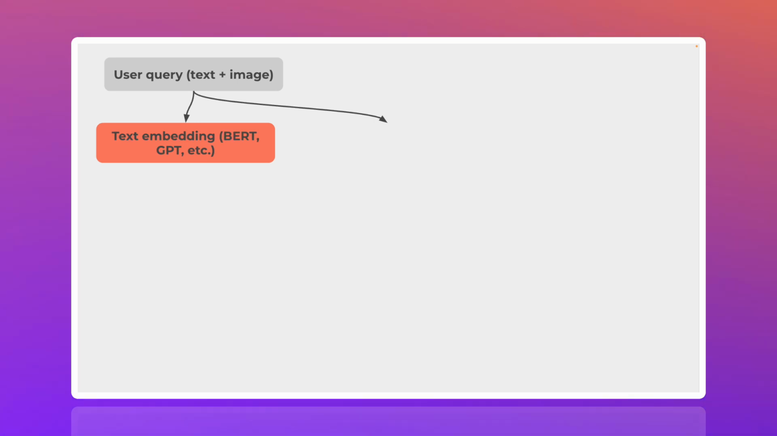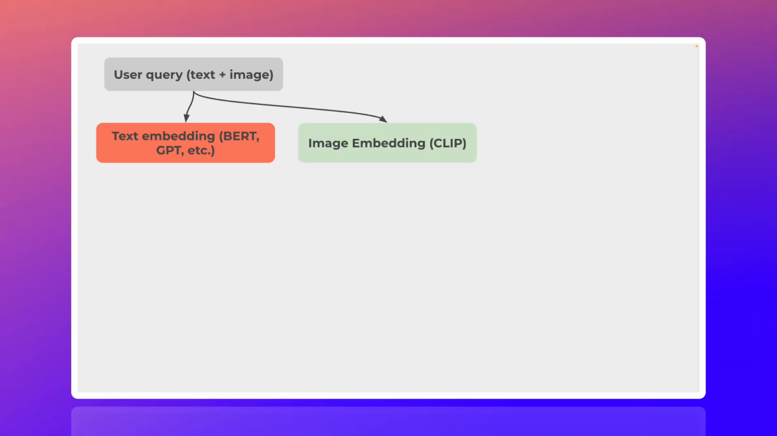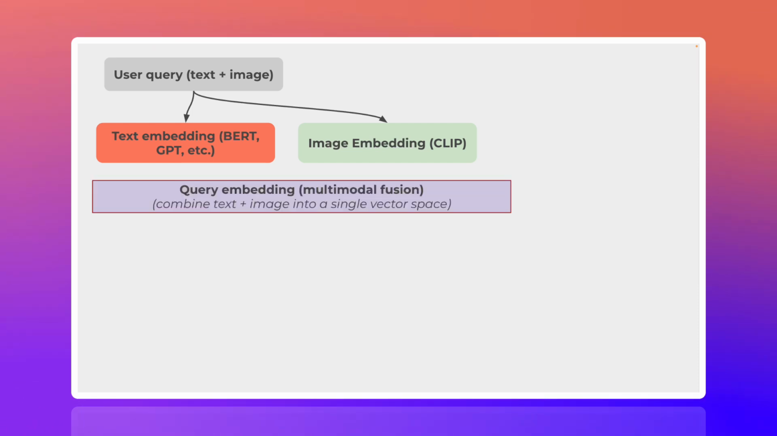So first, we are going to get the text part of the query to be processed through a text embedding model, such as GPT, BERT, etc. Doesn't matter at this point, right? And on the other hand, for the image side of things, we would use a model like CLIP, right? This is a model created by OpenAI that deals with generating embeddings for images.